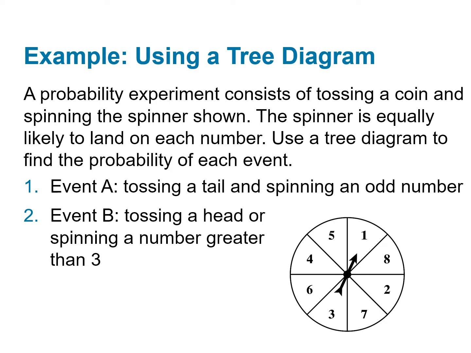Okay, so I've got a probability experiment consisting of tossing a coin and we're going to spin the spinner shown. You'll notice the spinner has 8 spaces, numbered 1 through 8, and they're all the same size. We're going to use a tree diagram to find the probability of 2 events. The first event, event A, is tossing a tails and spinning an odd number. The second event, event B, is tossing a head or spinning a number greater than 3.